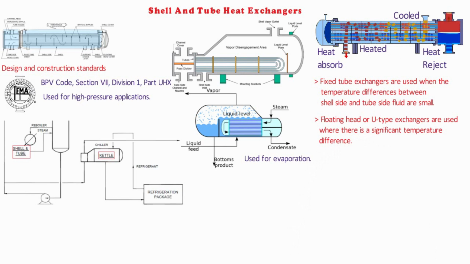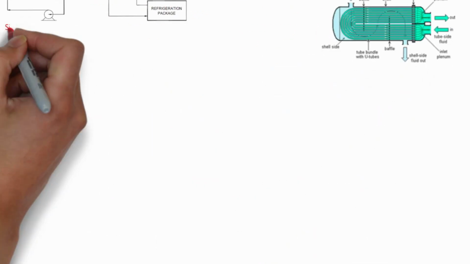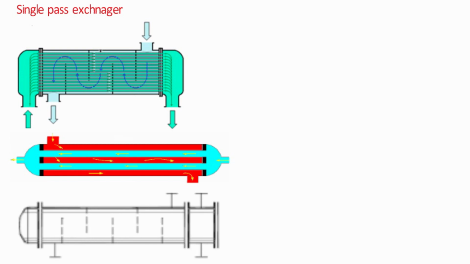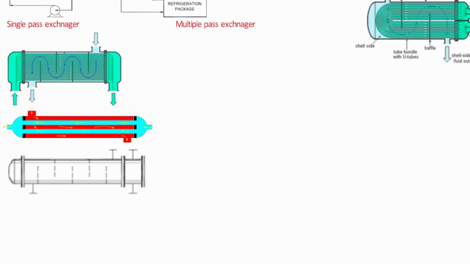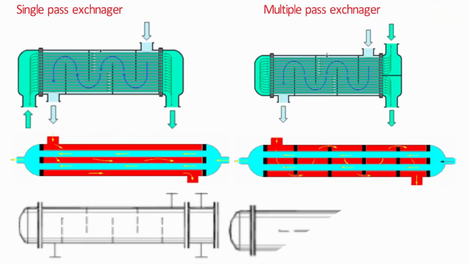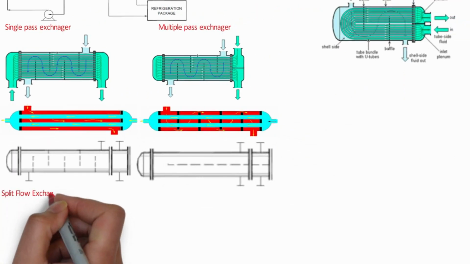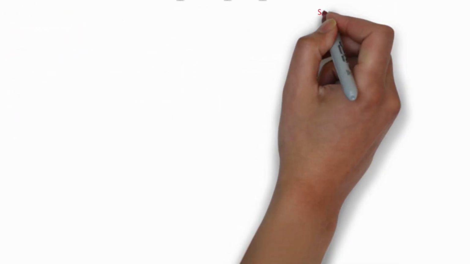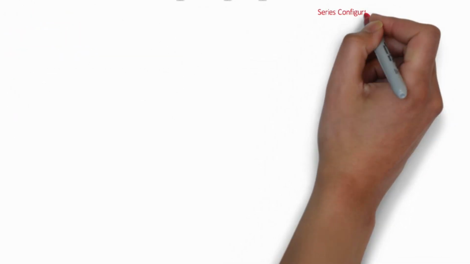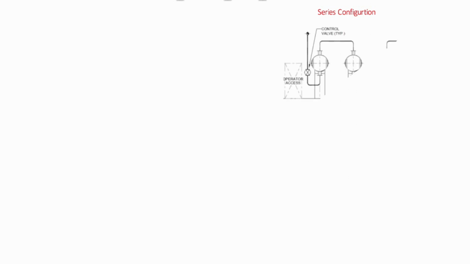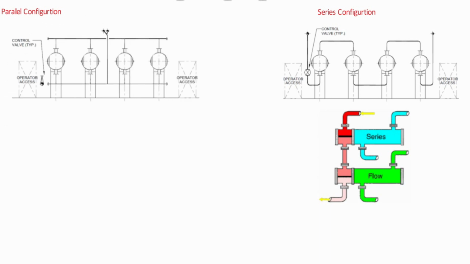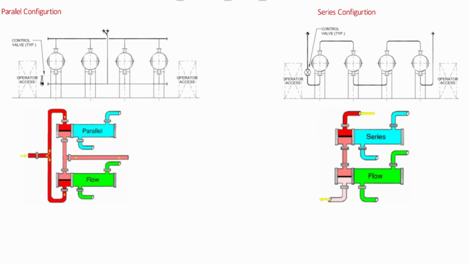Now we have different types of heat exchangers like U-tube heat exchangers, single pass shell and tube heat exchanger, multiple pass shell and tube heat exchanger, and split flow. Now, multiple heat exchangers can be connected to each other in two ways. First is series connection and second is parallel connection. The pictures shown on your screen show the installation ways of both types of connection.